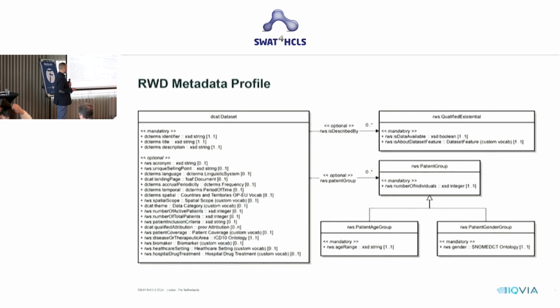And we propose as well a design pattern that allows us to extend this profile, but also to avoid an explosion in the number of properties. So we see a linkage between the dataset class and the qualified existential class. This enables us to describe the presence or absence of a certain feature on a given dataset through two properties. The first of them is a Boolean. The second one is a custom and extensible vocabulary called a dataset feature.